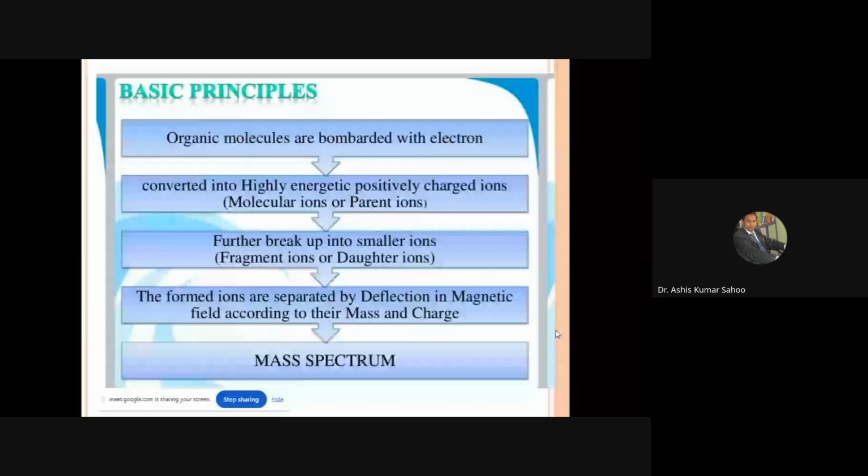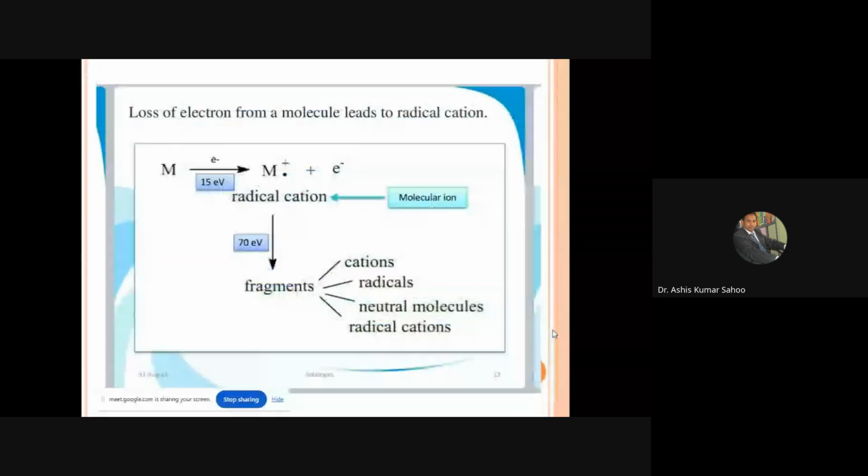So first, the organic molecule is bombarded by electrons and converted into a positively charged cation which has more energy. Further, it breaks into smaller ions, which are fragment ions, and by using the deflection of the magnetic field, they are separated by mass-to-charge ratio, and we get the mass spectrum.